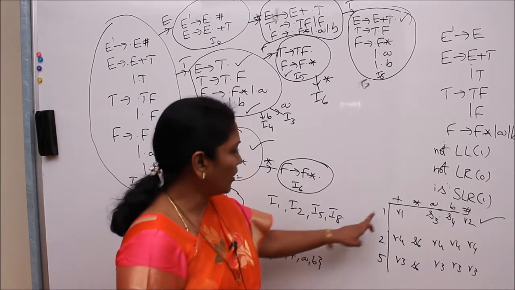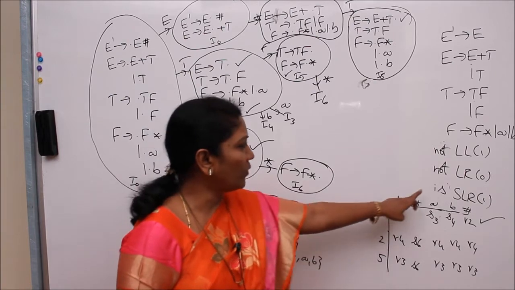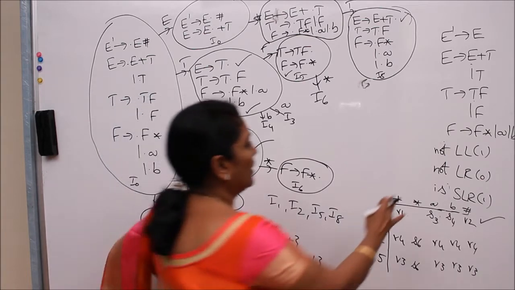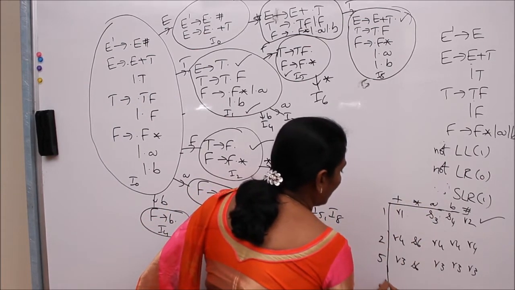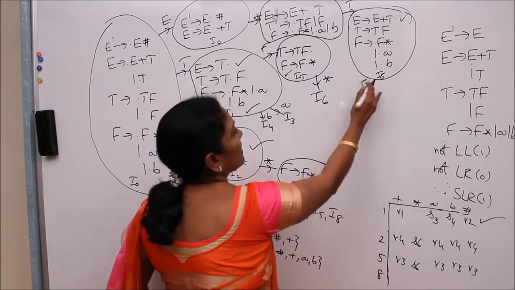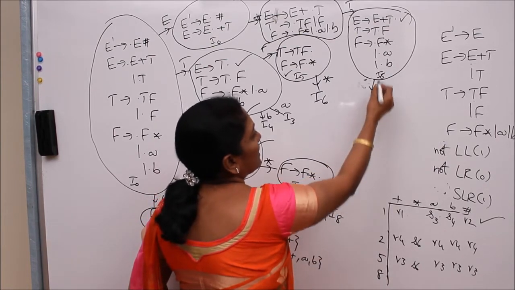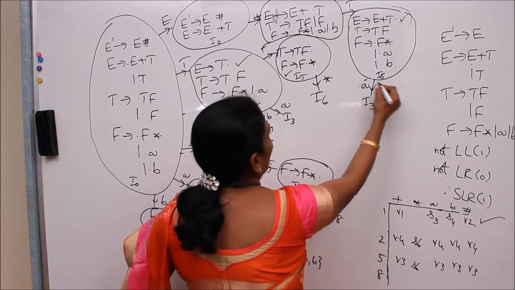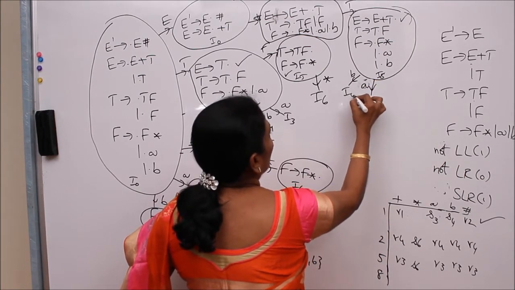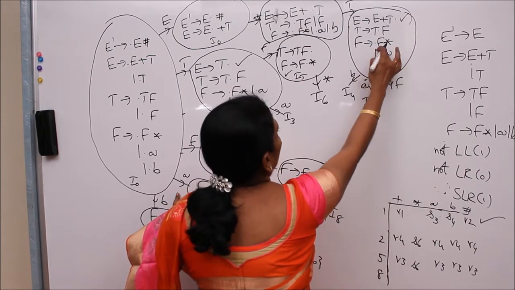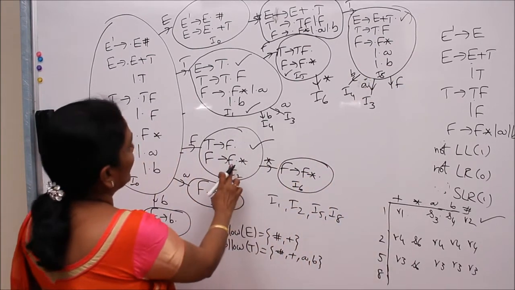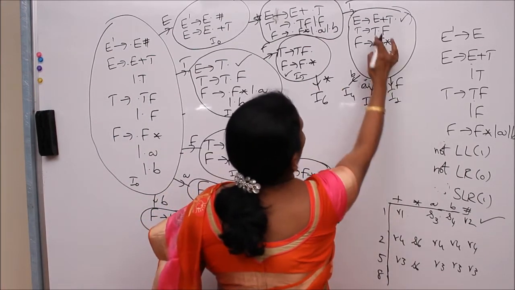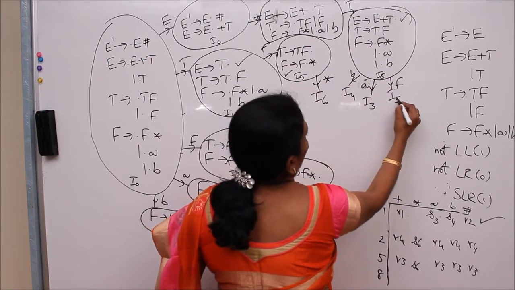No doubt we have verified 1 to 5. Just with 1 to 5 we cannot say it is SLR1. We have to verify 8 also. So let us see what happens with the row 8. For that, first complete the possible transitions from the state. On A it is I3, on B it is I4, on F it is TF dot, yes, I5. On F, TF dot star, which is nothing but I5.